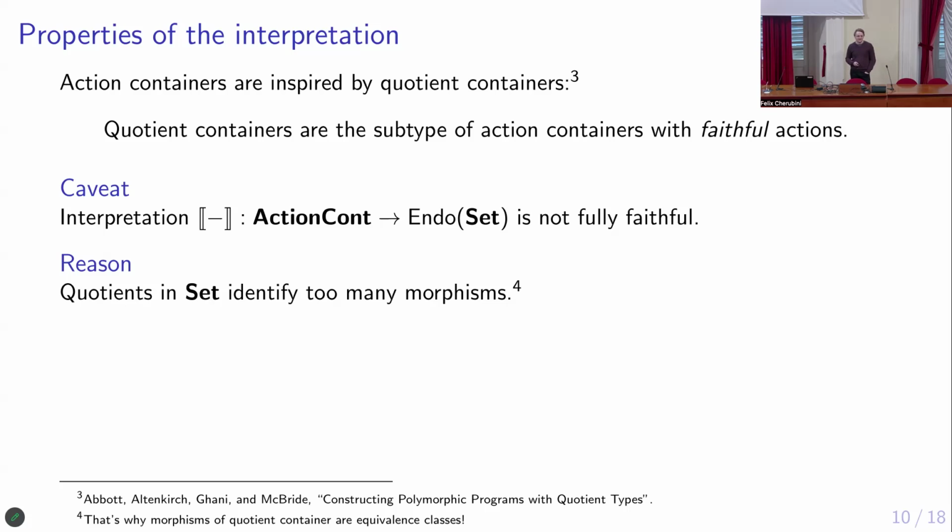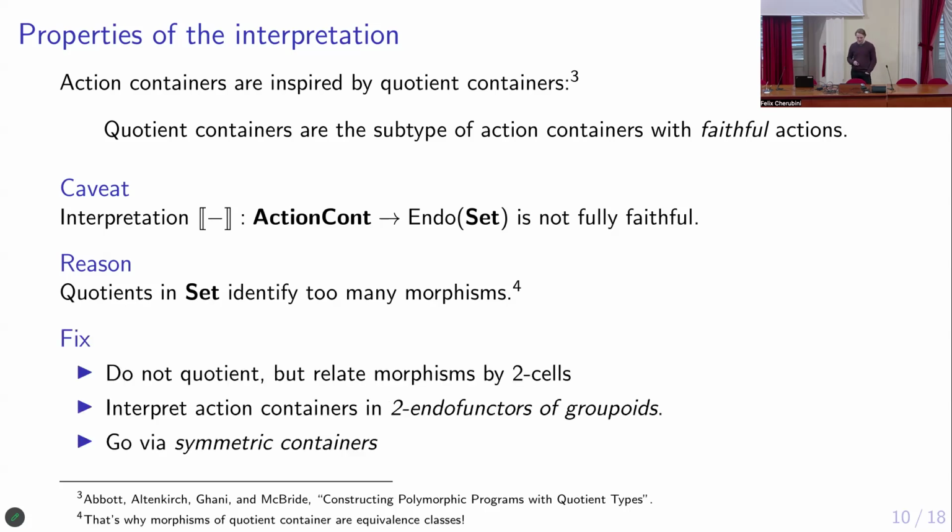And quotient containers get around that by sneakily quotienting the set of morphisms until it's right. But here I don't do that. What I'd like to do instead is not quotient my sets of morphisms, but relate individual ones by two cells in a two-categorical approach. Keep things a little more structured to keep my evidence around.